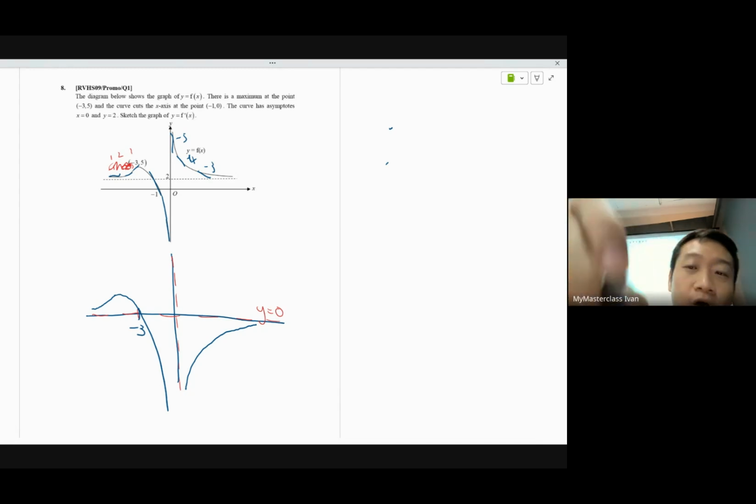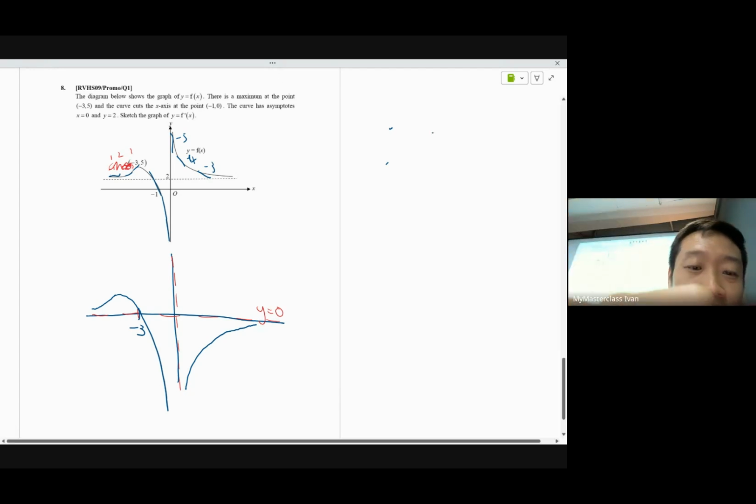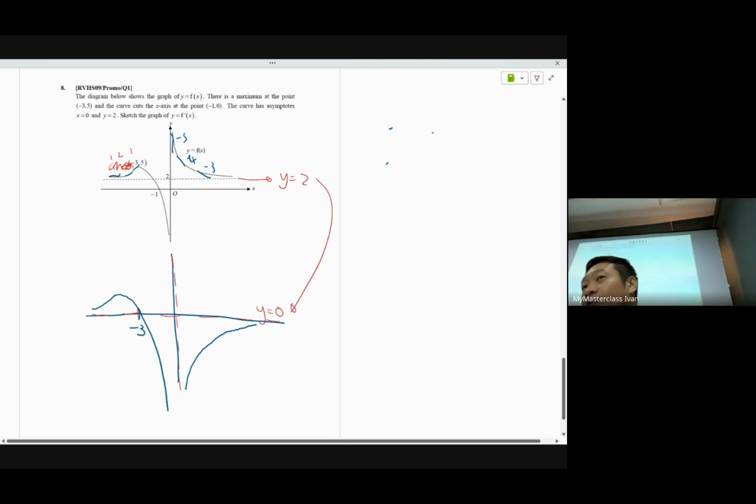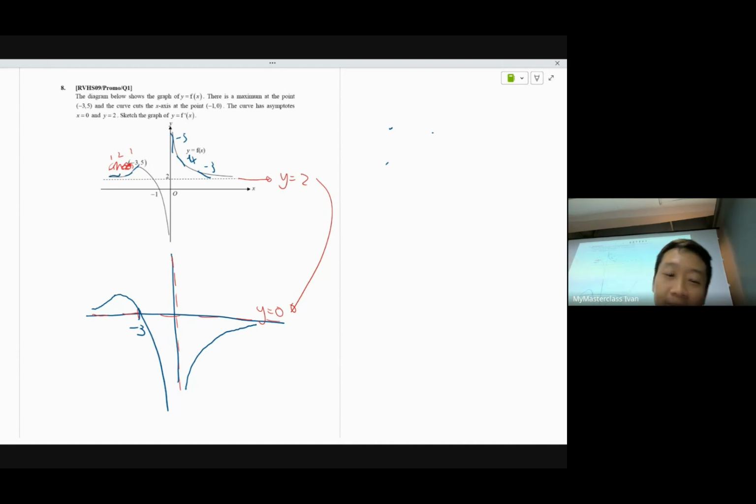Because in this case, the graph tends towards here, right? Or y equals 0. Because of this line, a horizontal asymptote will become y equals 0. What is the gradient equal to? That's why the asymptote is y equals 0. Basically, this is called dy/dx equals 0.